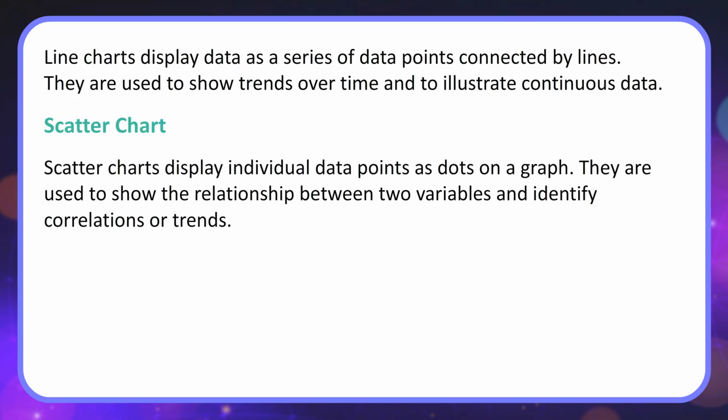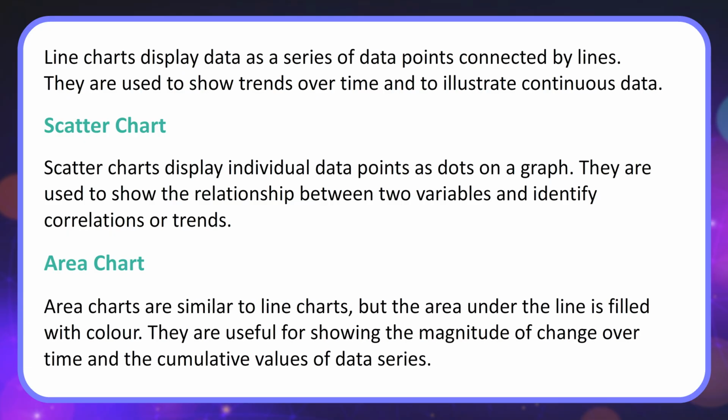Scatter chart. Scatter charts display individual data points as dots on a graph. They are used to show the relationship between two variables and identify correlations or trends. Area chart. Area charts are similar to line charts, but the area under the line is filled with color. They are useful for showing the magnitude of change over time and the cumulative values of data series.